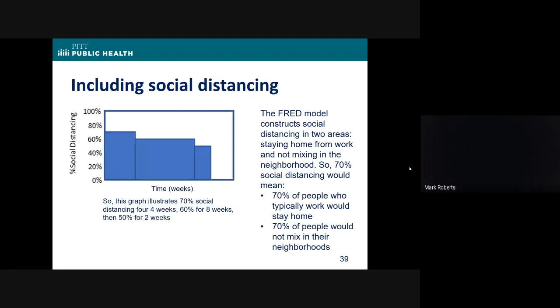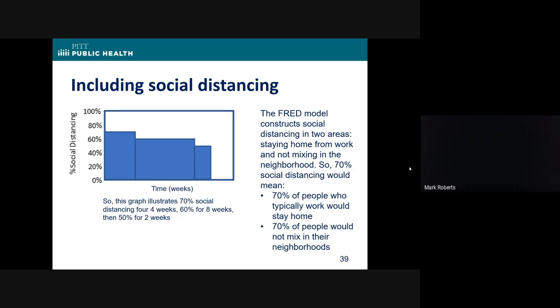What we have also done is put in what we call social distancing, and this graph just shows how we represent social distancing in our simulation model. Now, it's not perfect, because there are only 3 places people contact each other in our model: in their households and neighborhoods, at school, and at work. And that's the only places they touch each other.